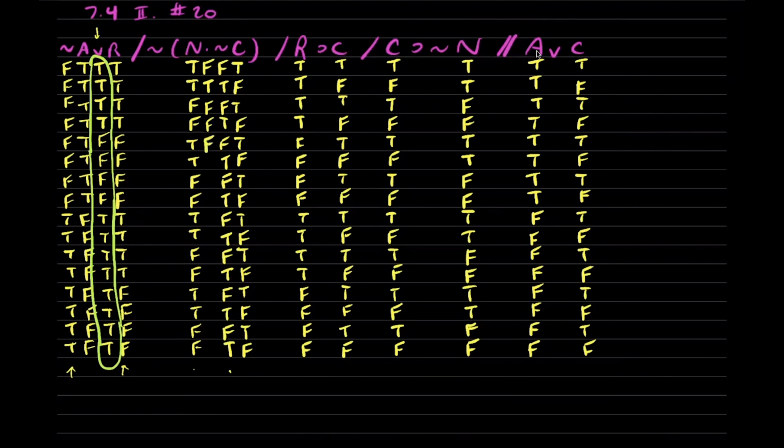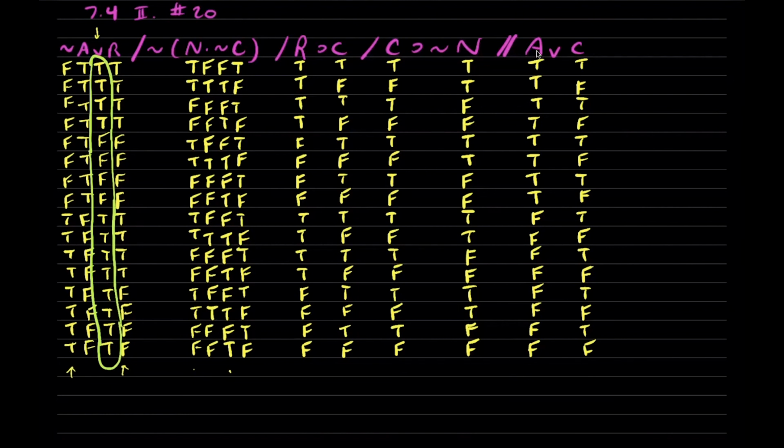So false. Here's a case where they're both true, not both true, not both true, not both true. Here they're both true, so that's true. Not both true, not both true, not both true. Here they're both true, not both true, and not both true. But we're not done yet.